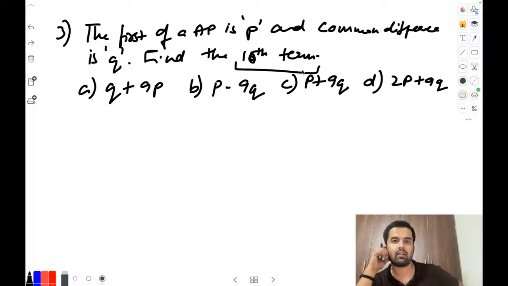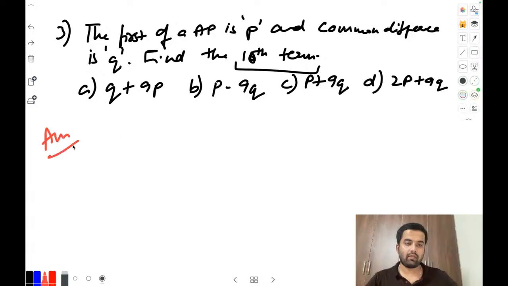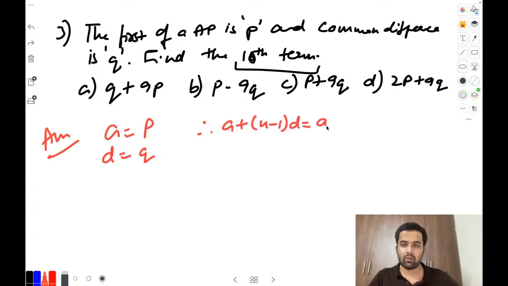Okay, let me check. Yeah, I feel that is correct, but I think no. Check it again, Ayan. First term is given P, which means, let me write the answer below. As per the answer, we know that a stands for what? First term. First term is what here? Here P is the first term. d stands for gap. Gap is what? Common difference stands for Q. And as we know, the formula is what? a plus n minus 1 into d equal to an.